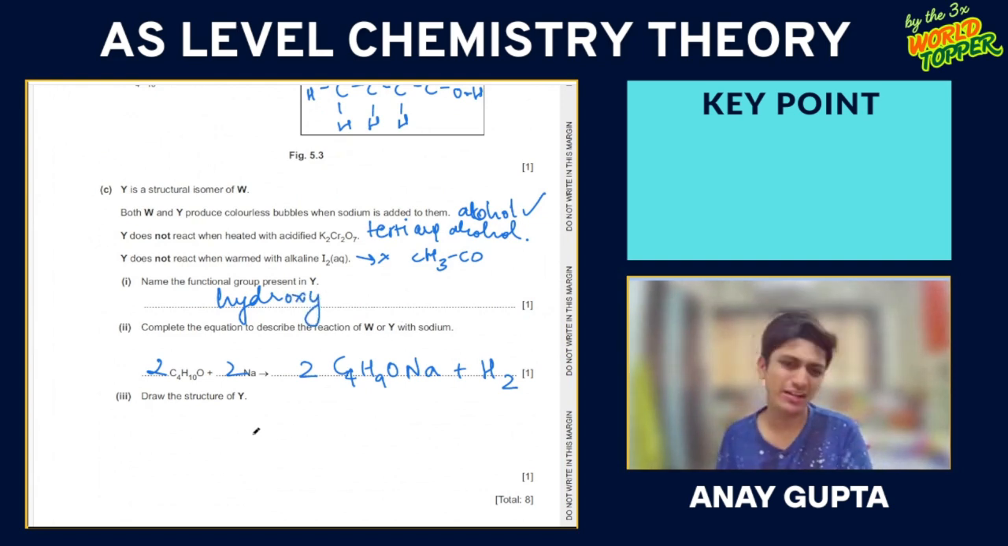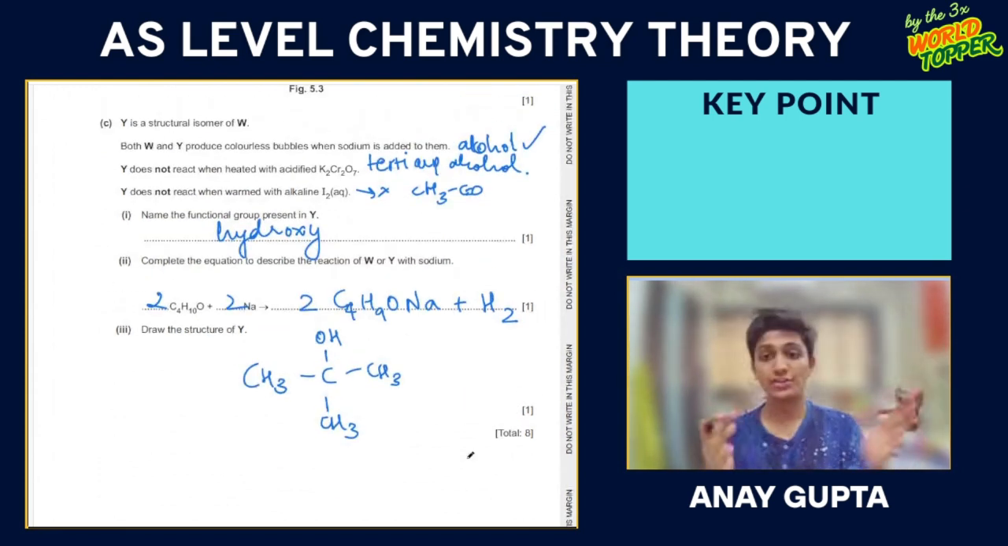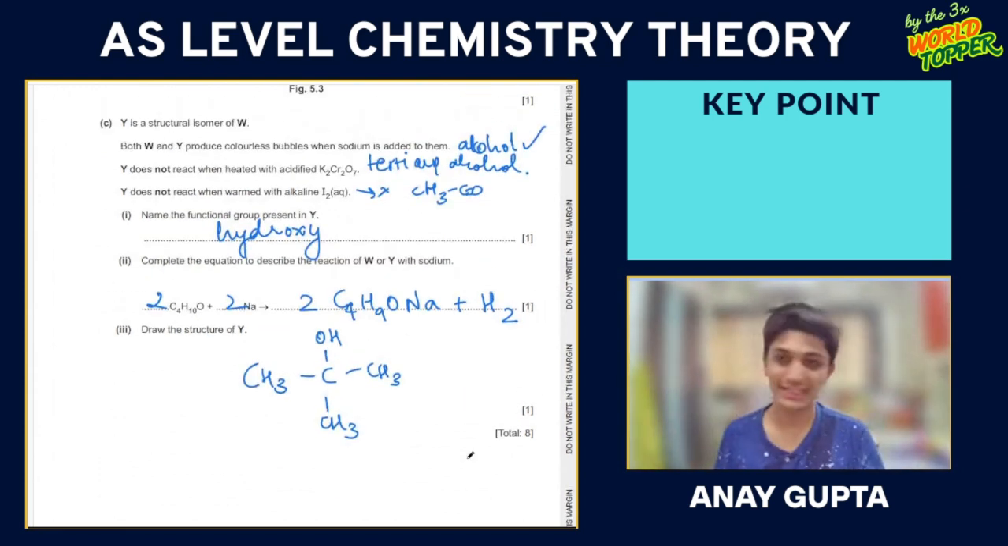Okay, and draw the structure of Y. So a tertiary alcohol here, CH3, CH2, I'm sorry, COH, CH3 CH3. I think this should be the answer. And tertiary alcohols do not react in the alkaline I2 test either.